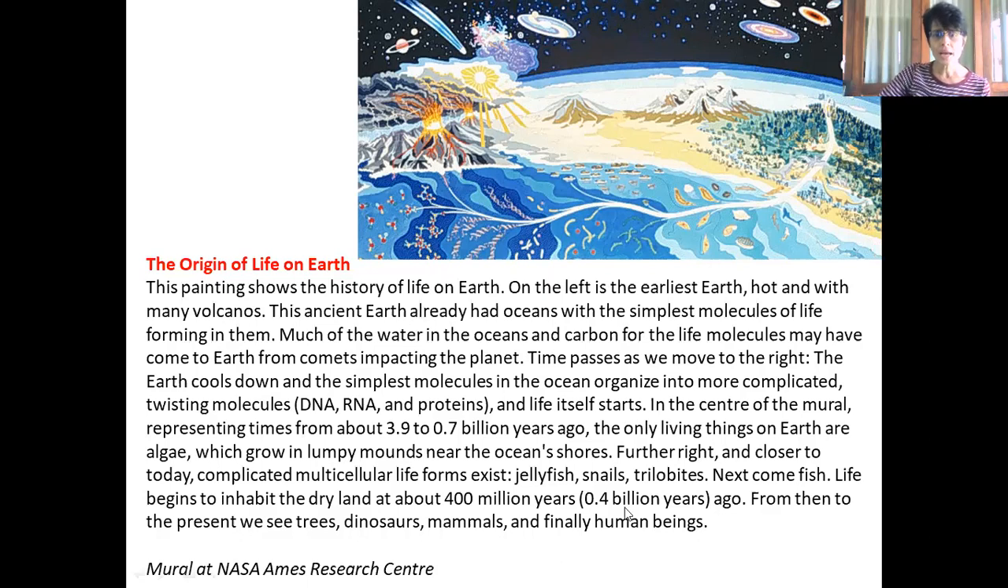So further right of this painting, that means closer to today, the complicated multicellular life forms exist. Things like jellyfish and snails, and we'll talk about trilobites, which are fossilized invertebrates, and then the fish and so on. Then organisms changed, and the land became available, and organisms moved onto land and became adapted to living on land.